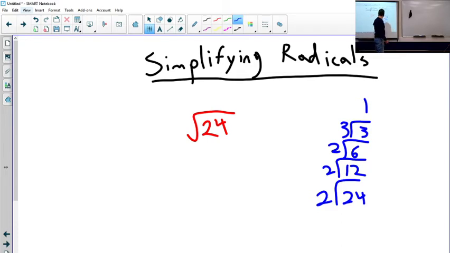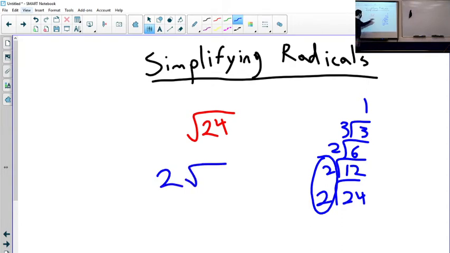So we circle our pairs. Here's the important part. I want to make sure that we get this part right. Any pairs go outside the square root. So I have a pair of 2s, so I'm going to have a 2 outside the square root. And then inside my square root, I've got a 2 and a 3. If I have things both outside the square root or both inside the square root, then I'm going to multiply them together. So this is going to be 2 times 3, which is 6.